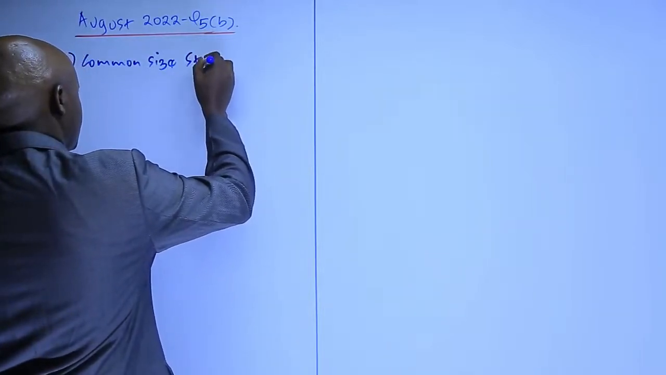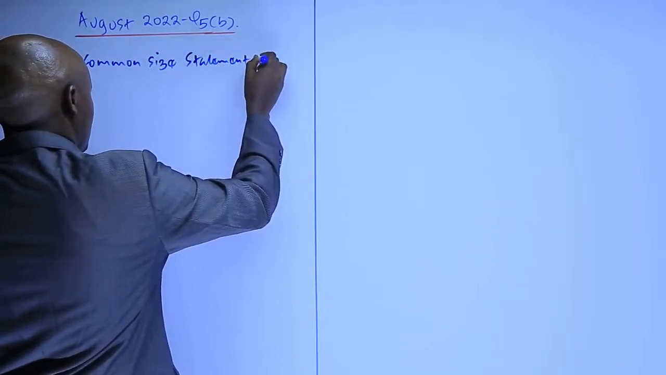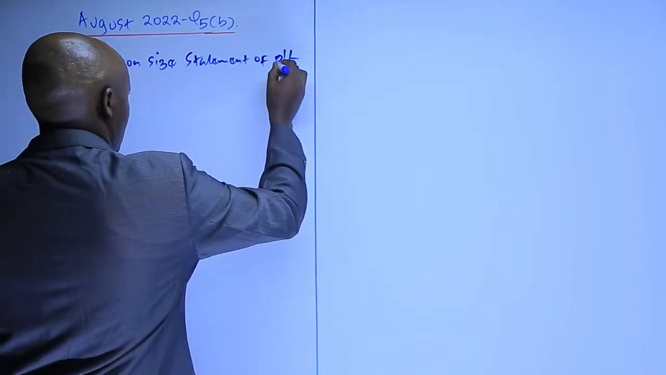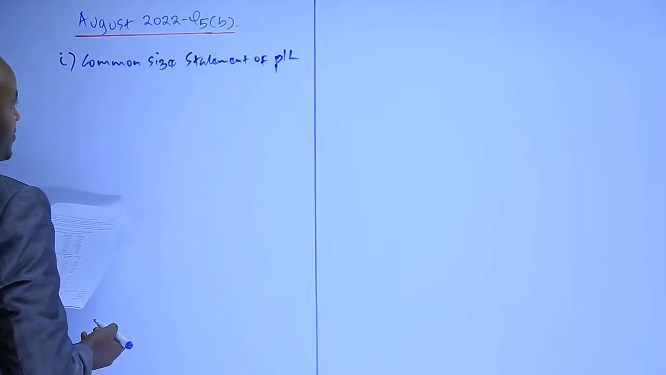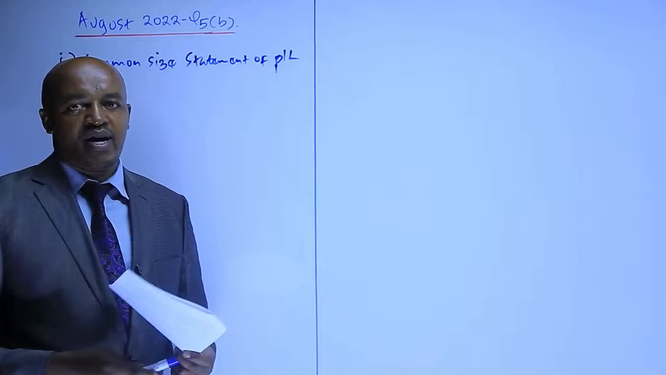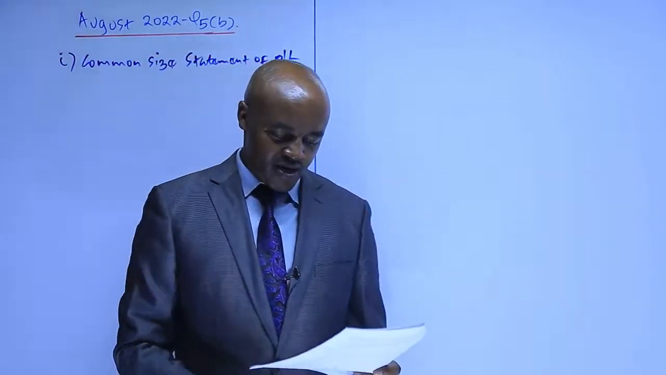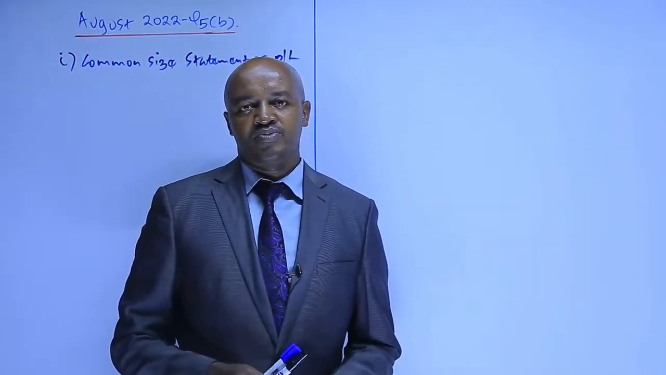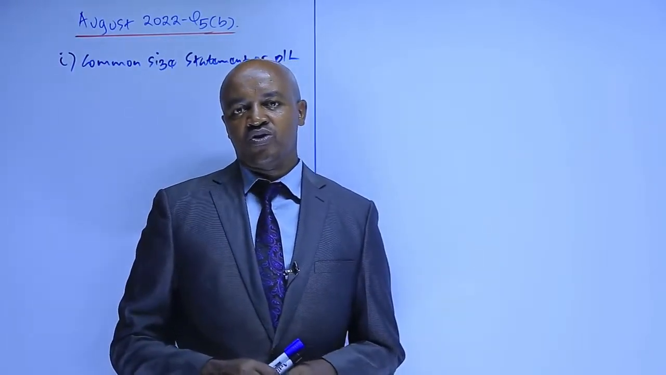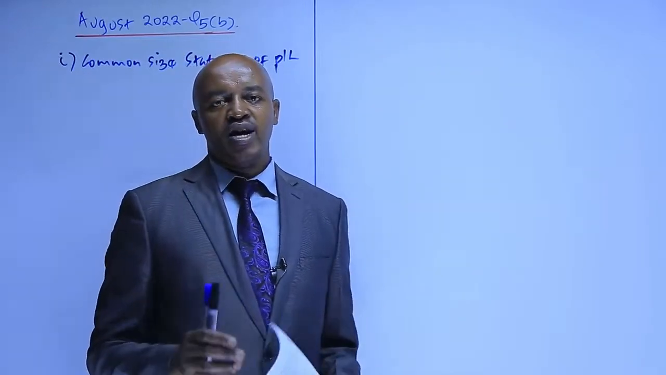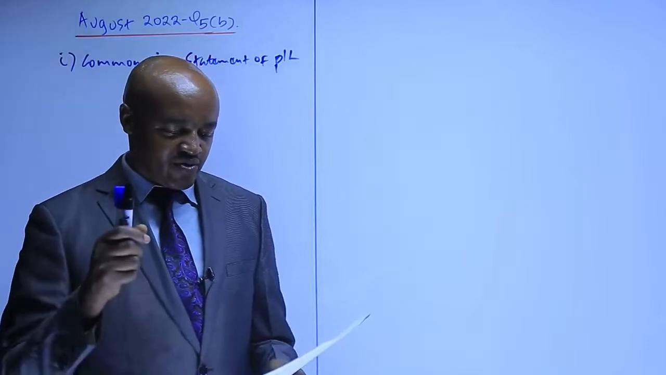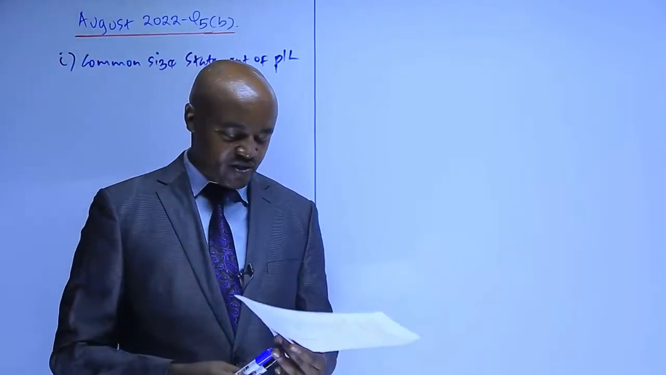statement of profit or loss for the 2 entities, which is for the year which ended 30th of April 2022. Remember, when we talk about the common size statement of profit or loss, this is prepared by expressing all items in the income statement as a percentage of total asset. So not the total asset, but rather the revenue or the total revenue. We are going to express all items as a percentage of the revenue.